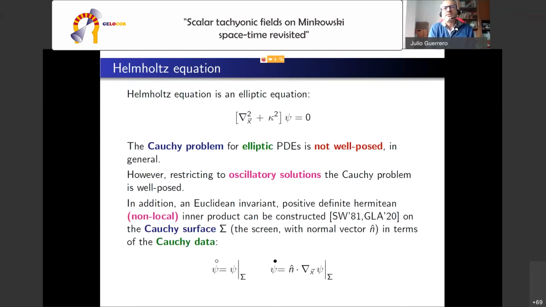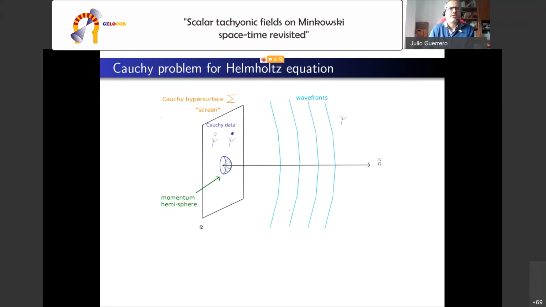In addition, it was shown by Steinberg and Wolf in 81, and after we studied this problem in 2020, that you can find a positive definite Hermitian inner product for the Cauchy data on a Cauchy surface, which usually is a screen, a plane, if we are considering 3 dimensions. The data, which I denote in this way, are the values of the field at the screen, and these are the values of the normal derivative at the screen. Okay, with this Cauchy data, we can introduce an inner product which is non-local, in the sense that it involves in this case a convolution kernel. So it's a double integral with a convolution kernel. Okay, this is the setting.